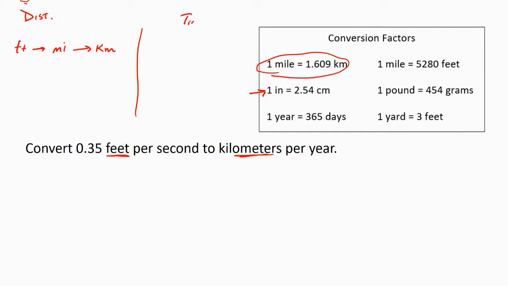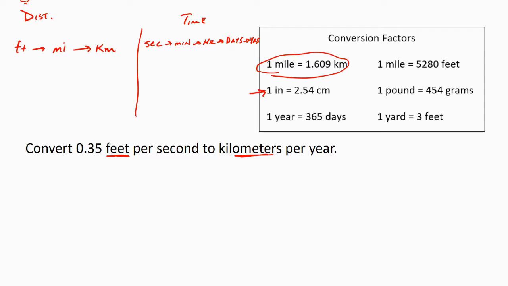Now, let's look at our time. Now, in terms of our time, we have to go from seconds to years. So we're first going to go from seconds to minutes, then minutes to hours, hours to days, and then days to years. So we got a lot to do for our time here. Now let's go through and set this up.